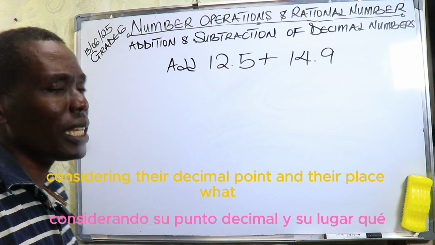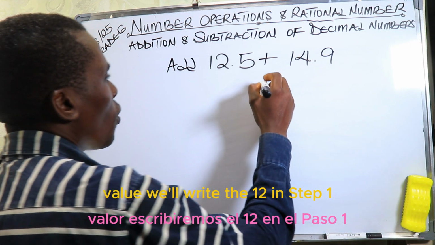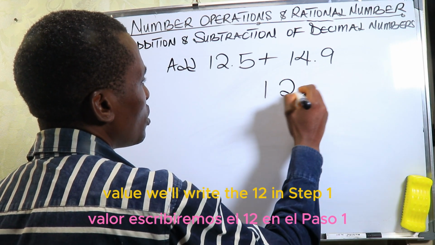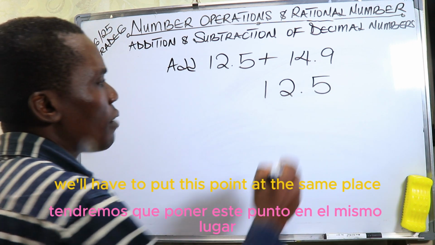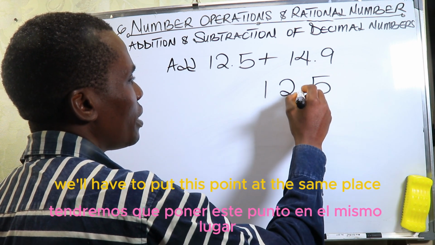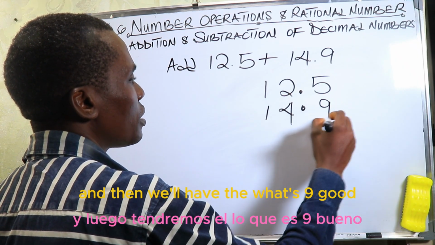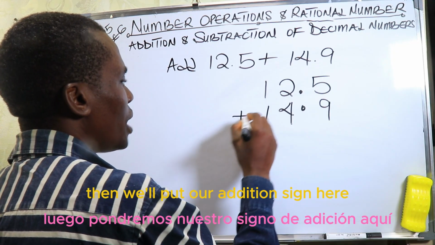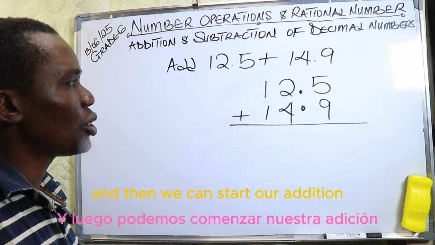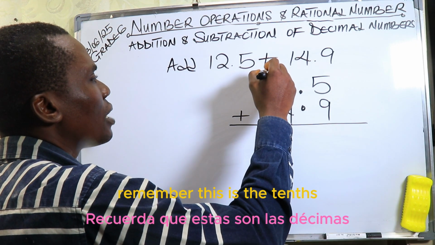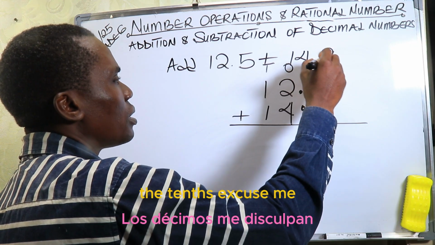Considering their decimal points and their place value, we'll write the 12.5 first. After the 12.5, we'll put this point at the same place, and then we'll have the 14 and then the 9. Then we'll put our addition sign here, and then a bar, and then we can start our addition. Remember, this is the tenth, this is the ones, and this is the tenth.